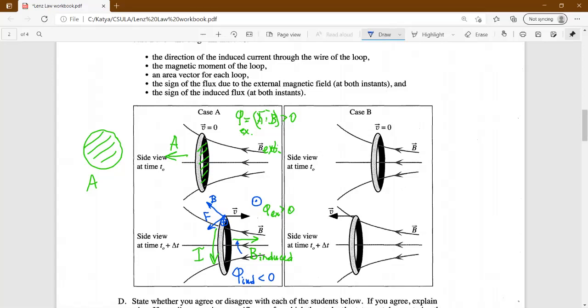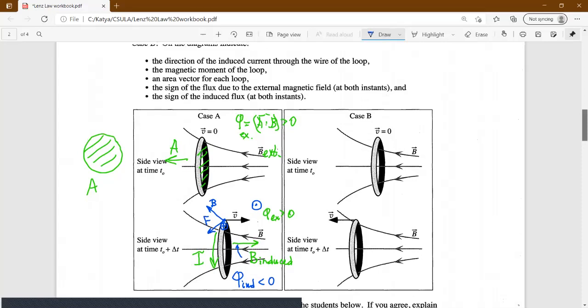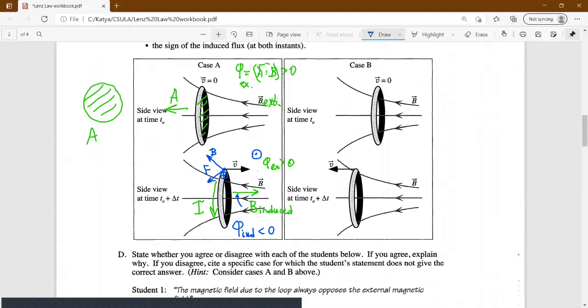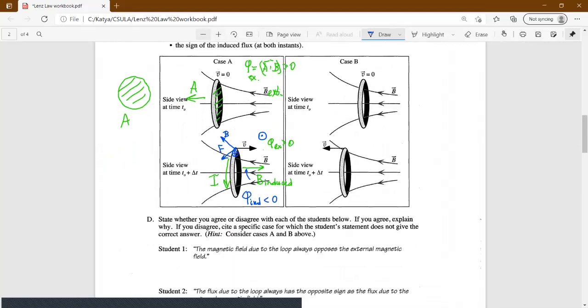Okay, so I did draw everything for picture A, and you can do similar for picture B. Now they're asking us to use this picture and answer the questions. I'm going to make everything a little bit smaller because I cannot show you the picture at the same time and answer the questions. They're doing a dialogue of 3 students here, and the students are making statements and asking us to verify whether they're true or not.